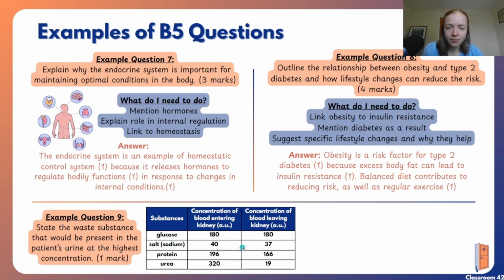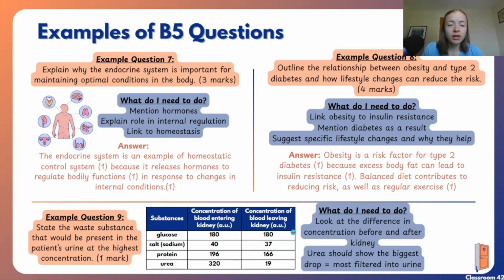So we can see here, we've got different concentrations entering and different concentrations leaving. And so now the question is asking us what will be highest in the concentration of the patient's urine. So urine is made in the kidneys, therefore if there's less leaving the kidney in the blood, that means it's gone into the urine. So which of these numbers has decreased the most is basically what the question's asking. So look at the concentration differences before and after, and we should find that urea shows the biggest drop. Therefore it's most filtered into the urine. So the answer here is urea.